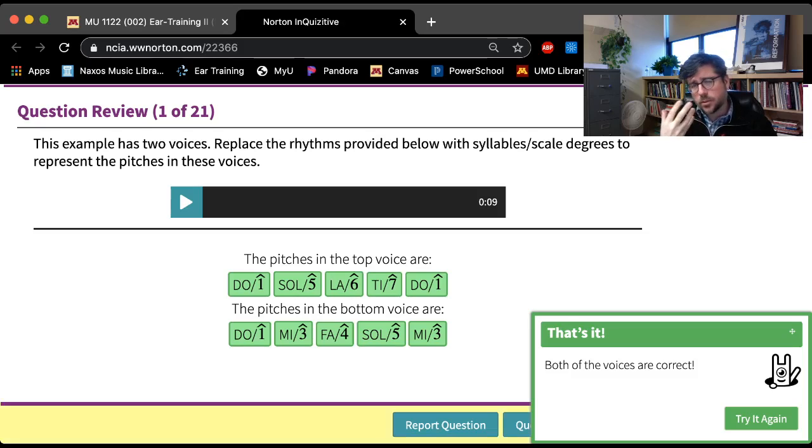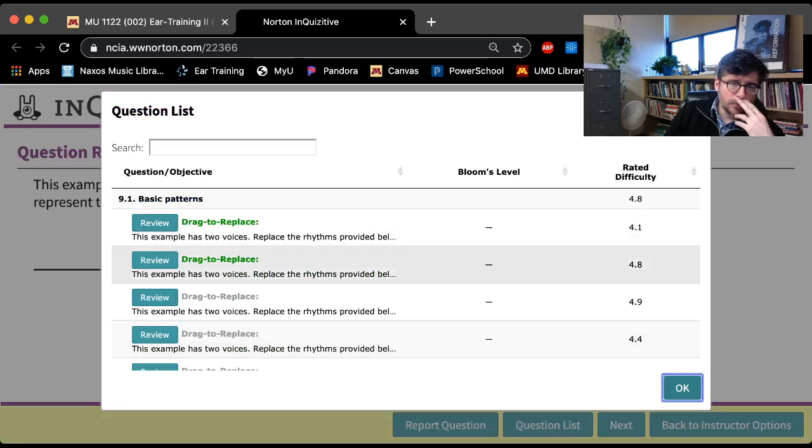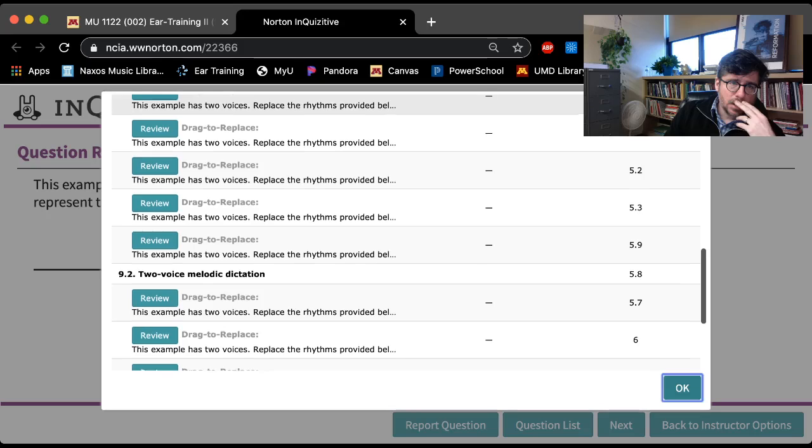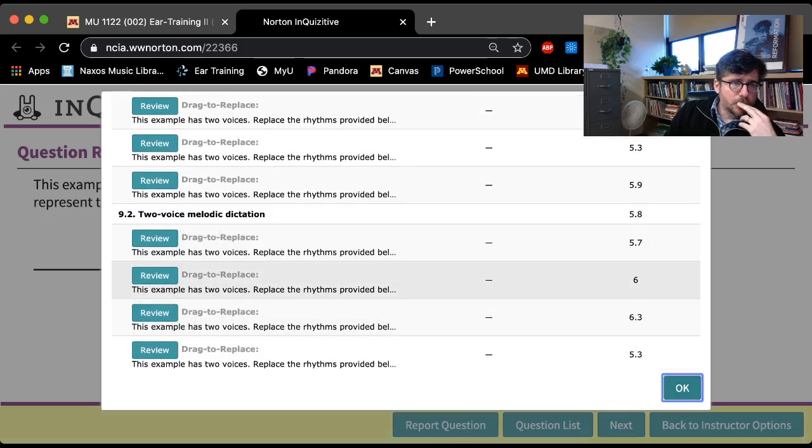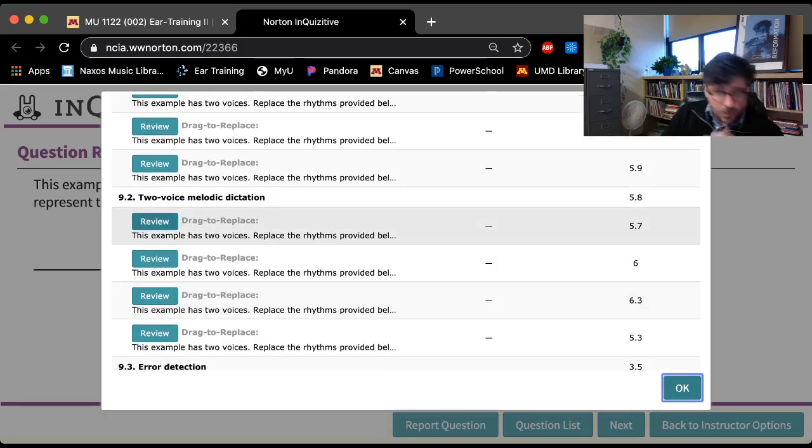Again, though, if we don't hear do, then we're really just guessing at these skips and things like that. Let's go to another kind of question. See, these basic patterns, your first questions are all kind of the same. Two-voice melodic dictation. Now, this tells me maybe that I'm going to have a more interesting rhythm in that it's going to actually be a song and not just a series of patterns. So let's see.